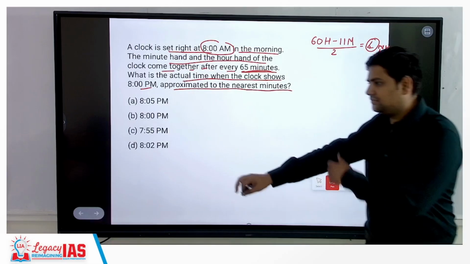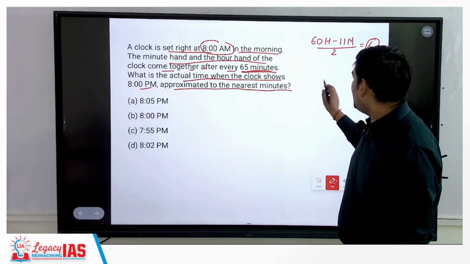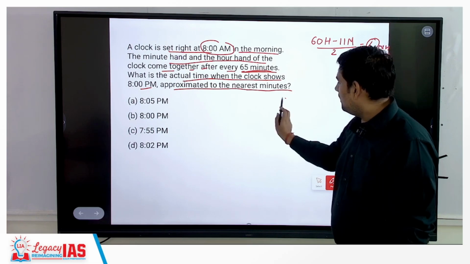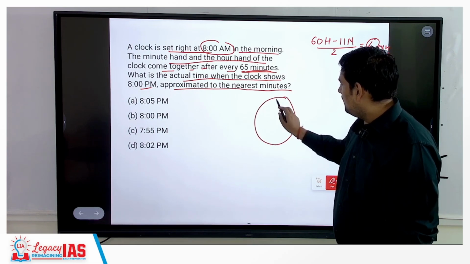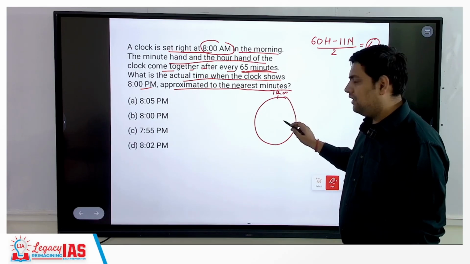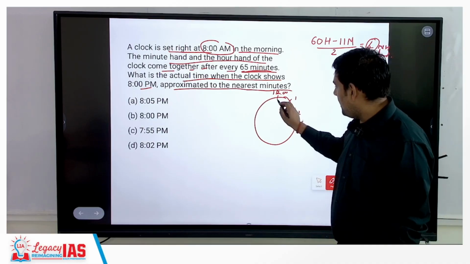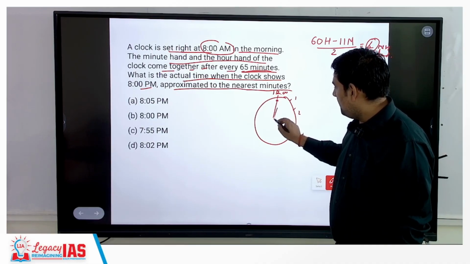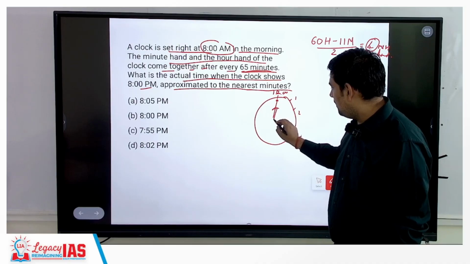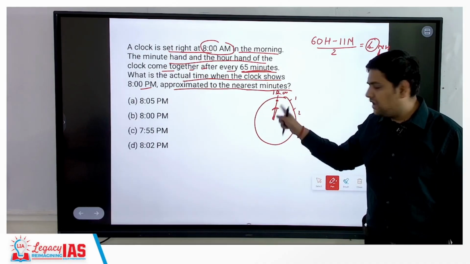See, in case the time in the clock, let's say this is the clock. Now let's say it is 12 o'clock right now. This is 12, this is 1, 2, okay. Now at 12 o'clock what happens? The minute hand and hour hand are coinciding, correct? At 12 o'clock, minute hand and hour hand coincide.